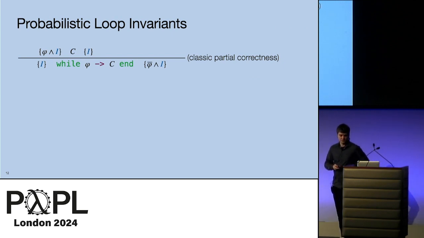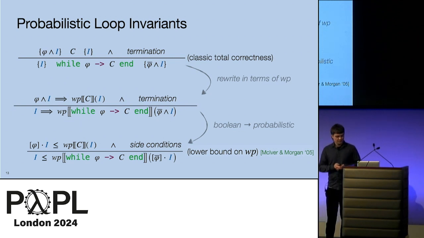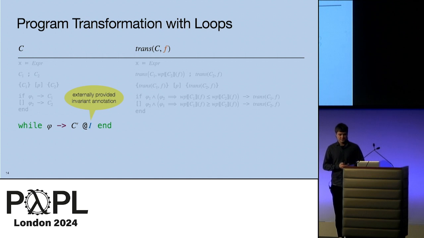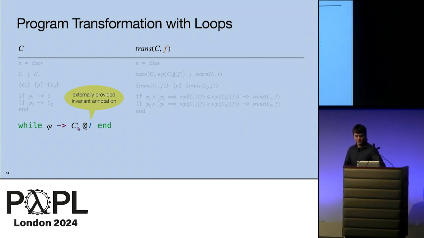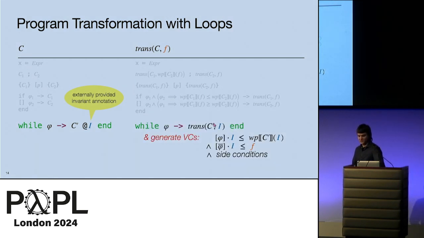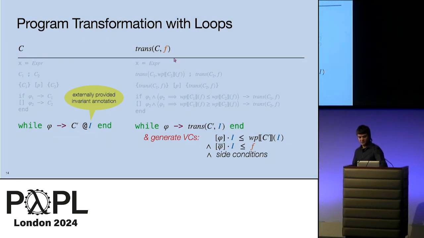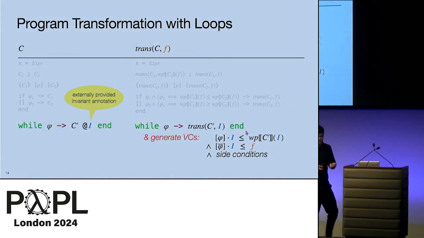For loops, we rely on probabilistic loop invariants. In the interest of time, I will be a bit quicker here. Basically, we have these rules for probabilistic loops that are reminiscent of the standard Hoare calculus. In order to transform programs with loops, we assume that loops are annotated by some user-provided invariants. Then to transform the loop, we simply apply our transformation to the loop body, but we use the invariant to transform the loop body. Note that this does not really depend on F anymore. This dependency is reintroduced implicitly because when we encounter loops, we also have to generate some verification conditions to ensure that the annotations were actually suitable invariants.